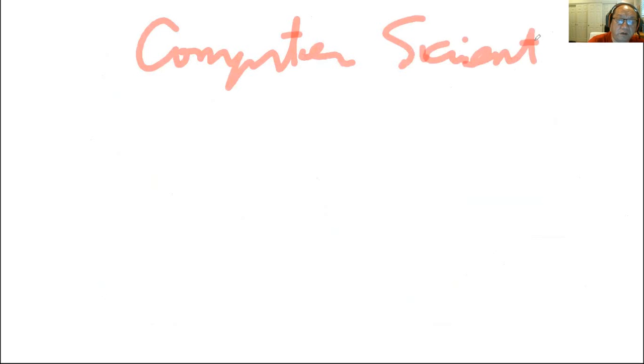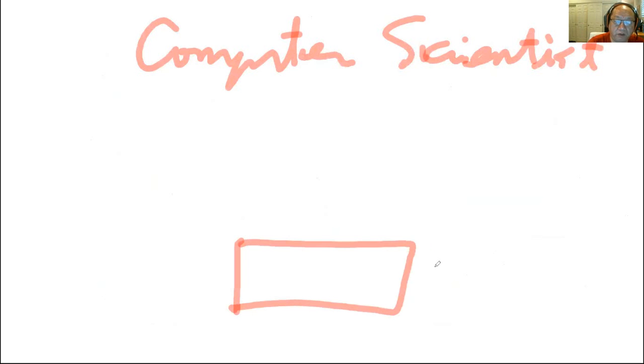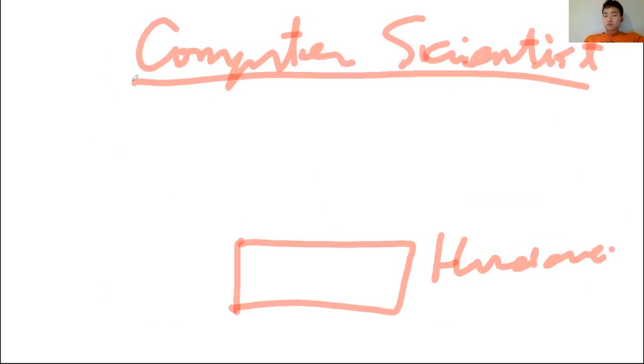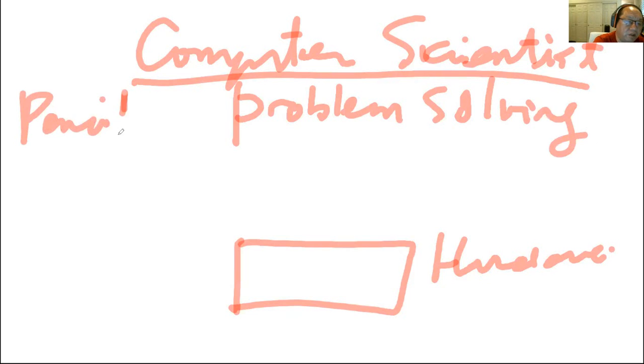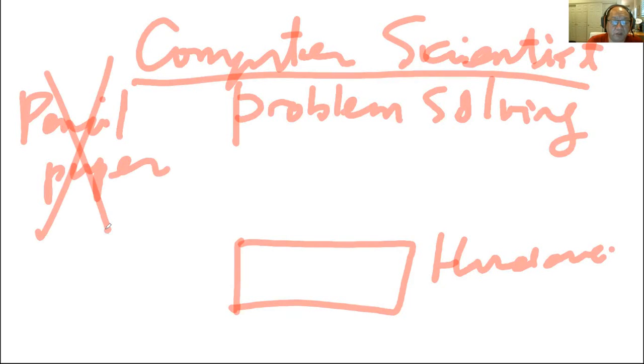And then computer science, the so-called computer scientist, his job is different. We have the computer engineer to build some sort of hardware, right? And this guy, the computer scientist, his job is to do problem solving. And he is not doing problem solving using pencil and paper, no. He's actually trying to map the problem. His job is to map the problem onto the hardware.